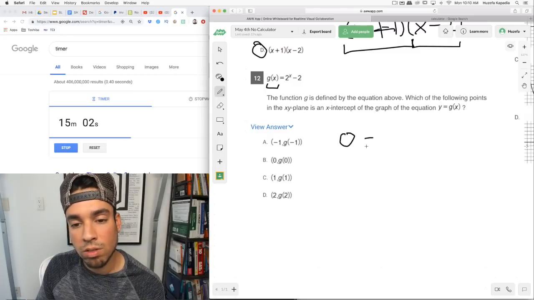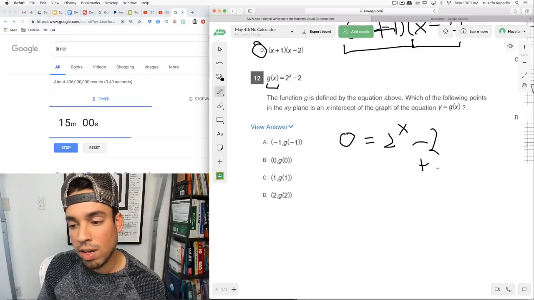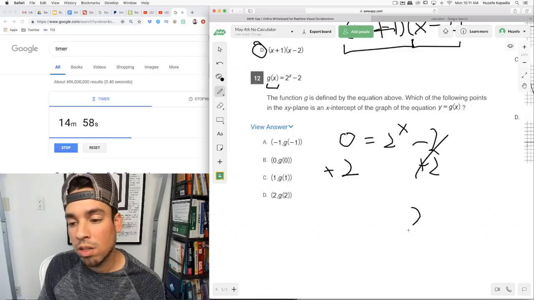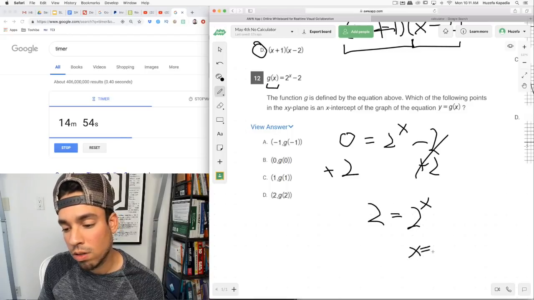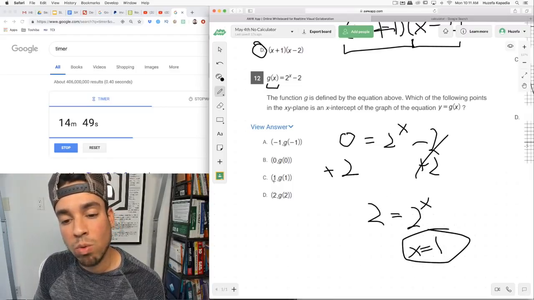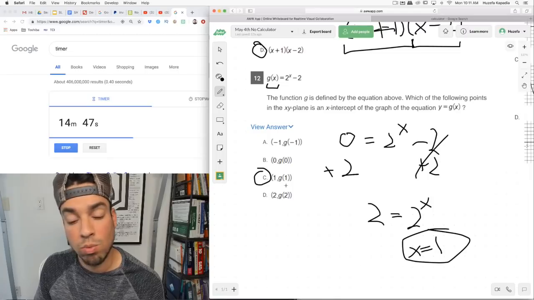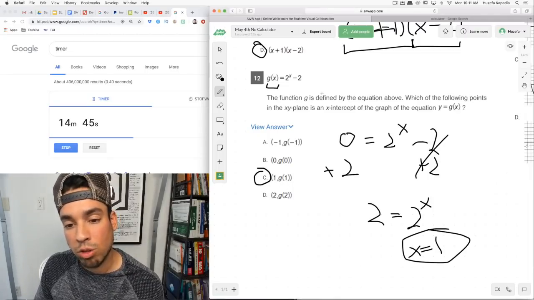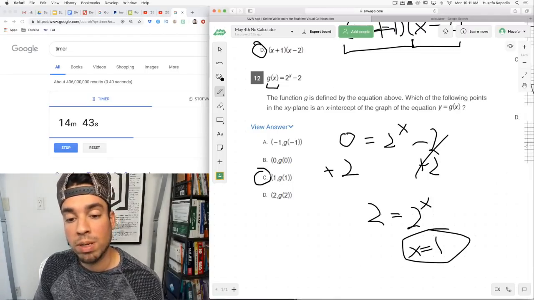Wait a minute, let's see. 0 equals 2 to the x minus 2. Add 2 to both sides. 2 to the x equals 2. Therefore, x equals 1. Therefore, the x-intercept occurs at x equals 1 where we're plugging 1 in for the x value. It's this one. And then it's whatever we get for g of x, which would be, well, it would be 0, but it doesn't matter.